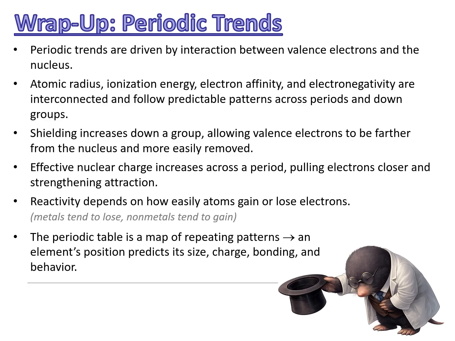And the periodic table is a map of repeating patterns. And you can look at an element's position and be able to make predictions about its relative size, charge, bonding, and chemical behavior. So that's it for this lesson on periodic trends and for the unit on electron arrangements and periodicity.